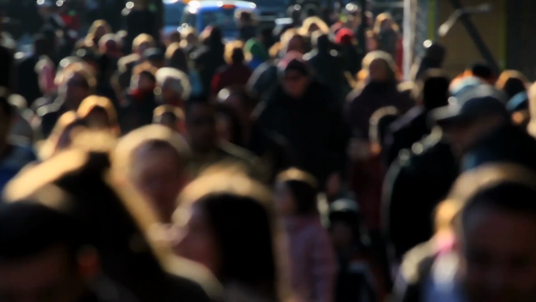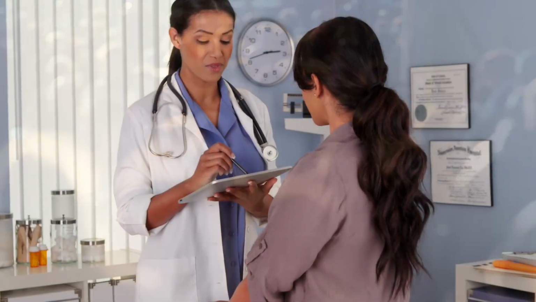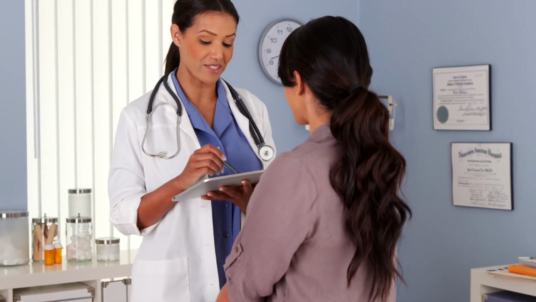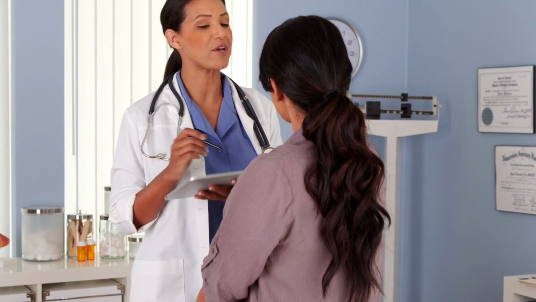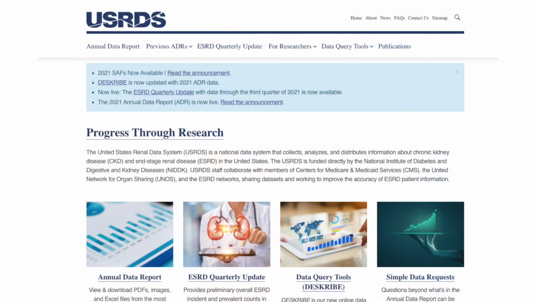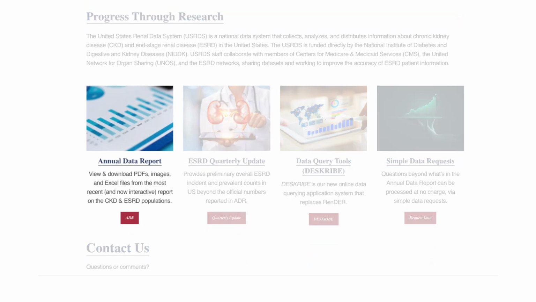The mission of the United States Renal Data System is to document the impact of kidney disease on the U.S. population. USRDS data support research and policy initiatives designed to improve the care of individuals living with kidney disease. One means of doing that is the publication of the annual data report, an authoritative source of data about the magnitude, characteristics, treatment, and costs of care in the United States.